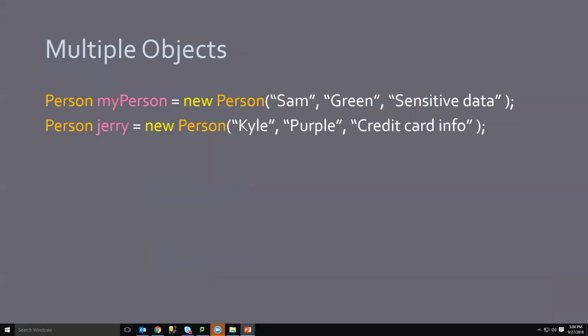So here we are going to create a couple people. Our first object is going to be named my person. This is going to hold information about Sam. Sam likes the color green, and he has some sensitive data in his secret field.